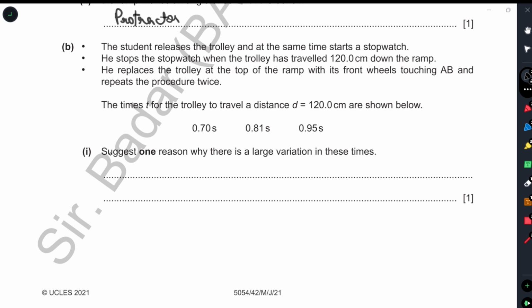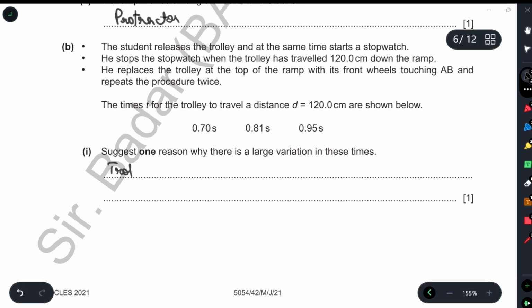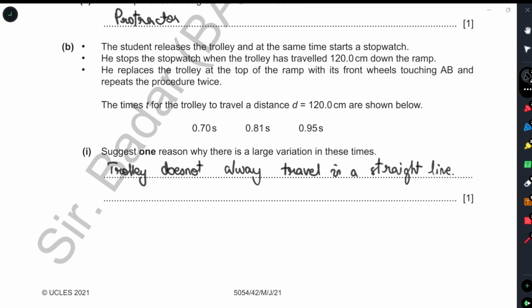So suggest one reason. So we can say that the trolley in this case does not always travel in a straight line. Okay, so the trolley does not always travel in a straight line.